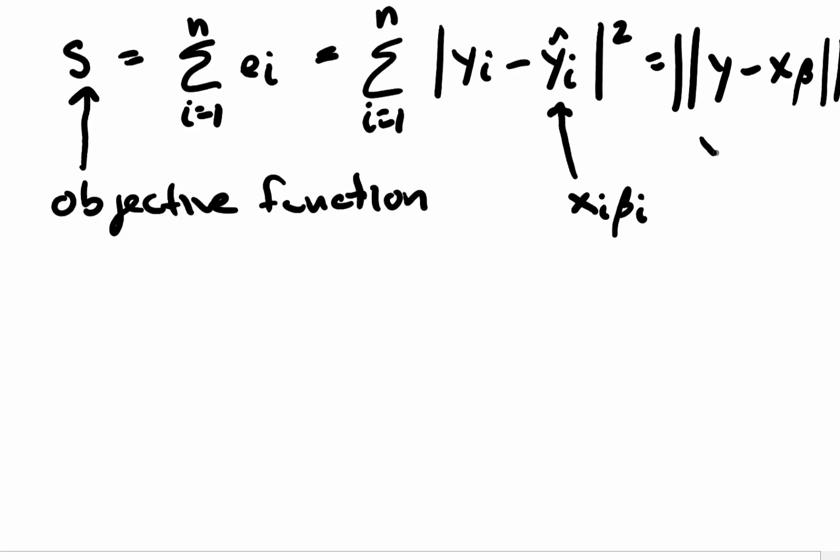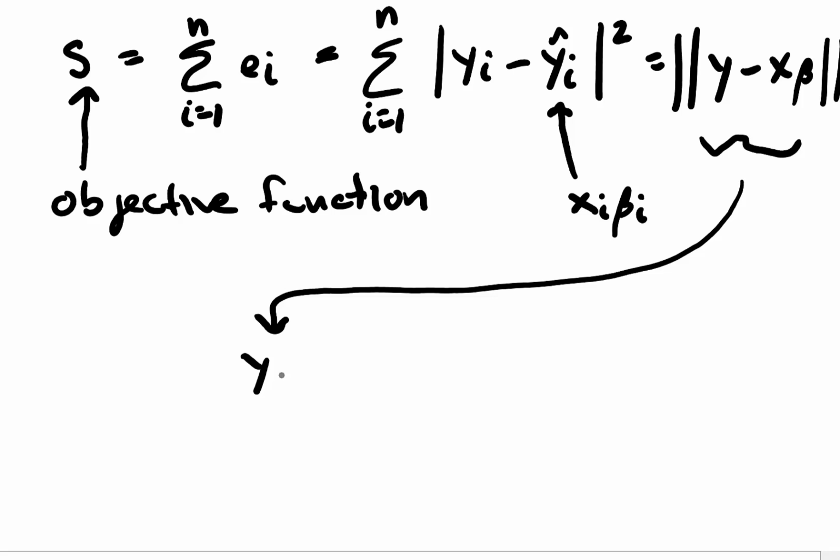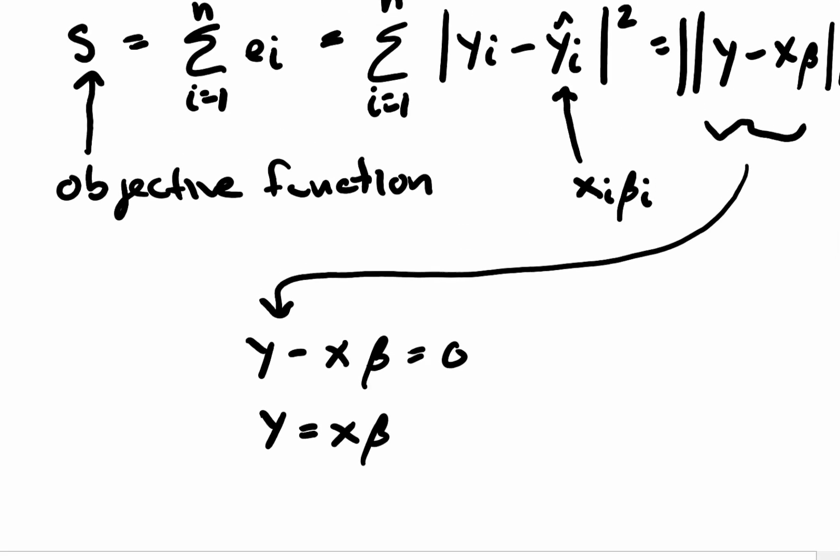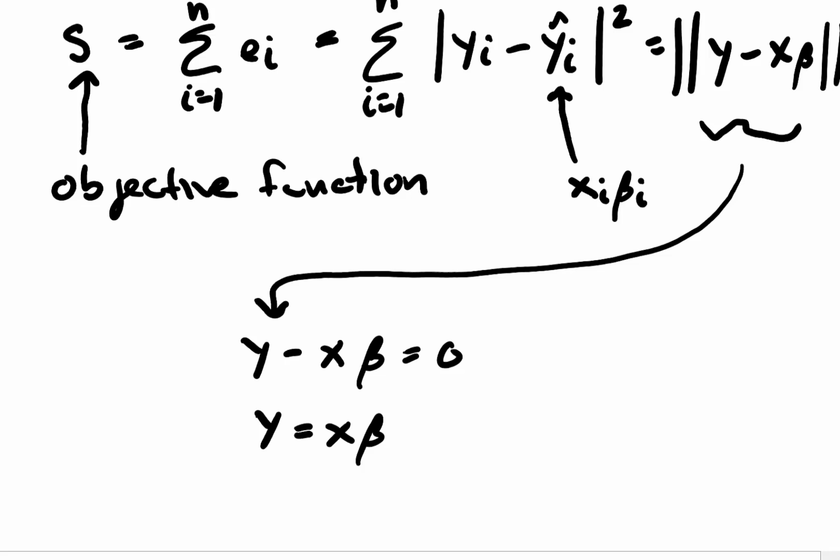So what we want with this is we want y minus x beta to equal 0, because we want our error term to be 0. If the error term is 0, that means that we have a perfect solution. And so I'm going to rewrite this as y is equal to x beta. In reality, we're never going to have a perfect solution. So the error term is never going to be exactly 0. So we're never going to have y is equal to x beta. It's always going to be y is approximately x beta.